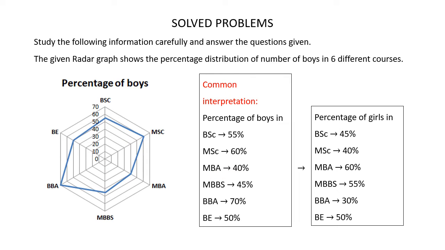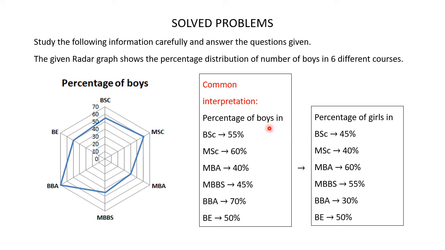This point corresponds with 45% on the radar graph, which means percentage of boys in MBBS is 45%. This point corresponds with 70 on the radar graph, which means that percentage of boys in BBA is 70%. This point corresponds with 50 on the radar graph, which means the percentage of boys in BE is 50%.